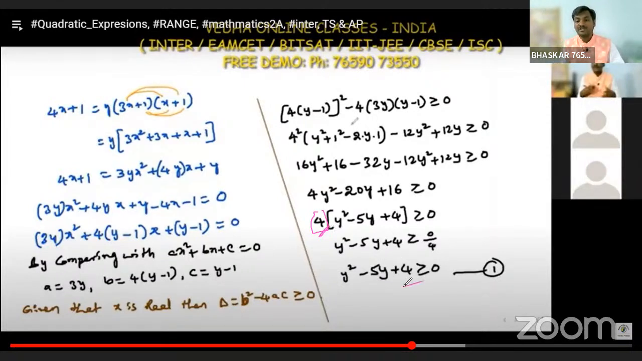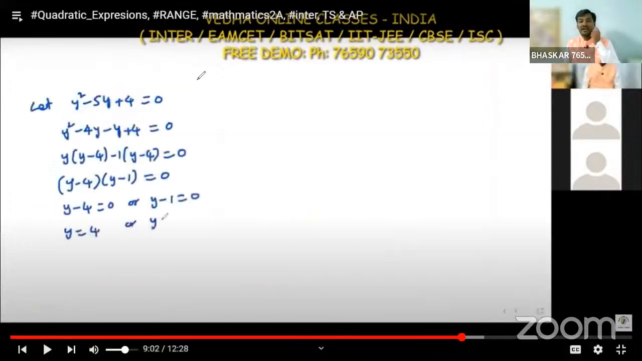After this, most of the students will get stuck here. How to write this is a very important step. Whenever you have greater than or equal to 0 or less than or equal to 0, whatever you get, assume it equal to 0, solve it, and find the roots. After finding the roots, the x values, apply the condition for greater than or equal to 0 and less than or equal to 0. I am taking the equal to 0 concept here.